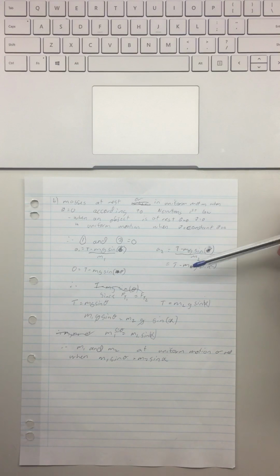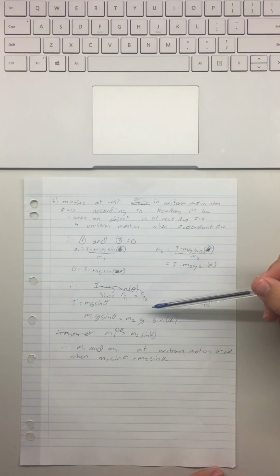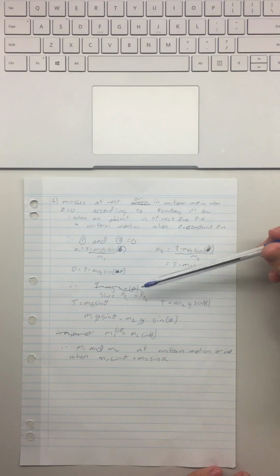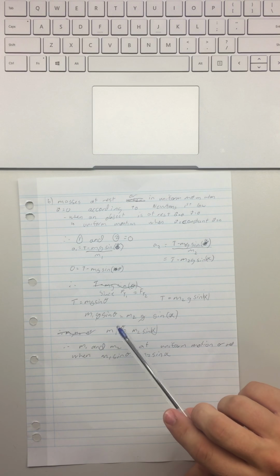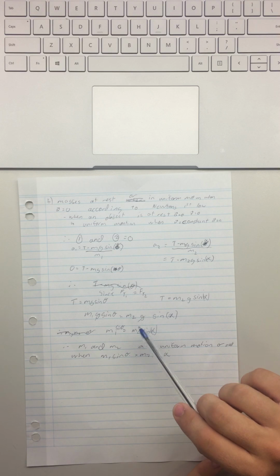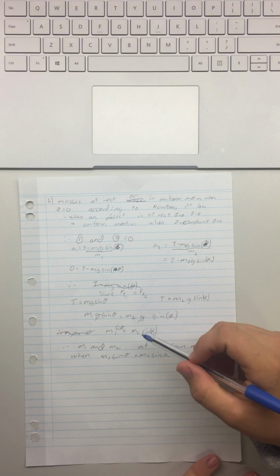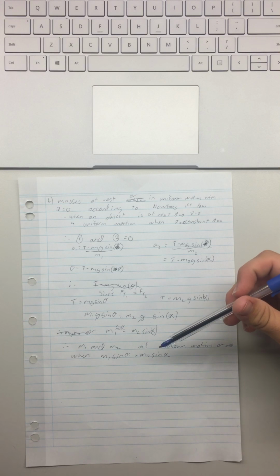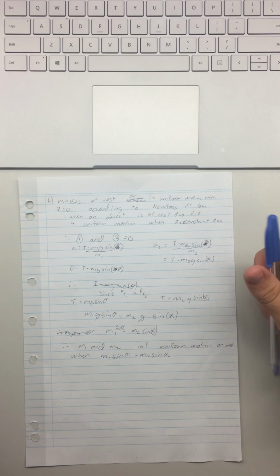Upon doing that, we can rearrange them and let T equal m1 g sine theta and T equal m2 g sine alpha. Since our tension forces are equal, as both are being pulled with the same amount of force, we find m1 g sine theta is equal to m2 g sine alpha. Cancelling out the g's by dividing each side by g, we find that m1 sine theta is equal to m2 sine alpha. So m1 and m2 are at uniform motion or rest when m1 sine theta equals m2 sine alpha.